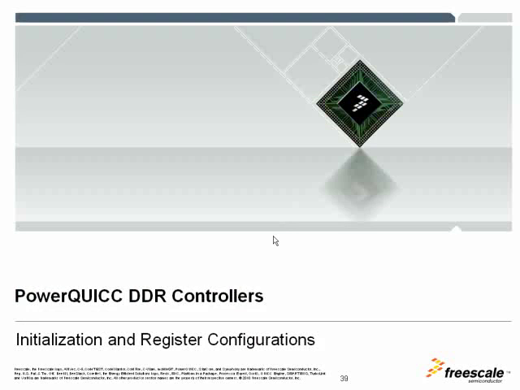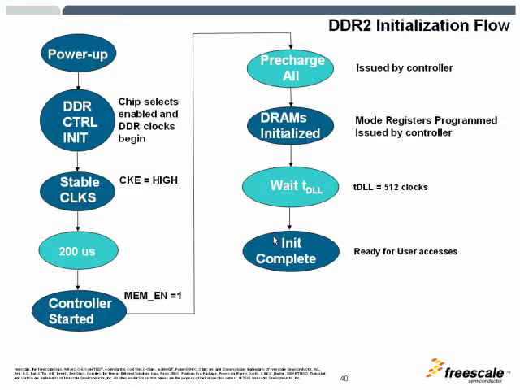So in this section, we're going to talk about the initialization and register configuration. The initialization flow for DDR2, as you can see here, is power up and wait for the DDR controller initialization. Once the stable clocks are available, wait 200 microseconds, and then set the map enable to enable the memory controller.